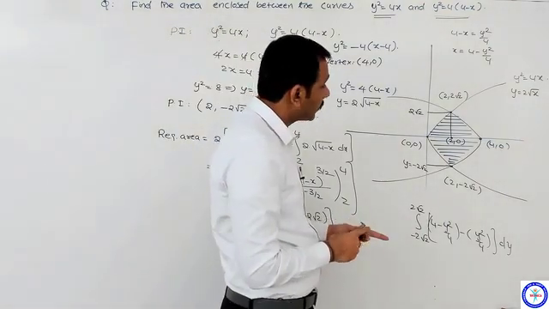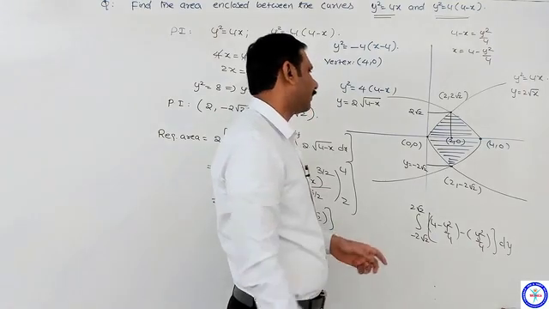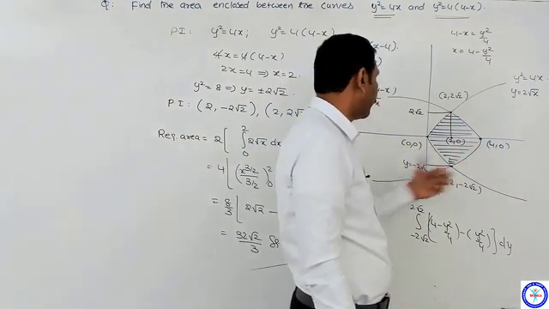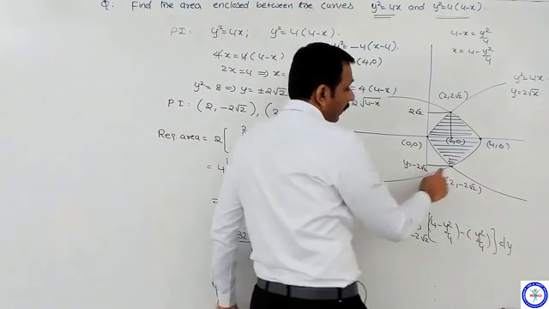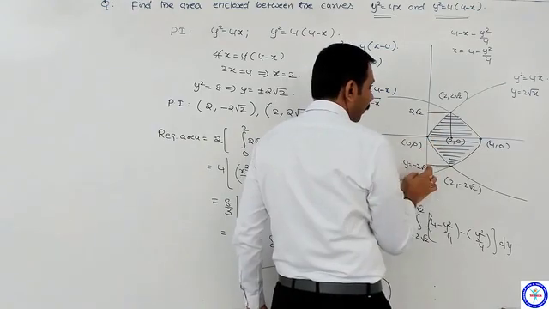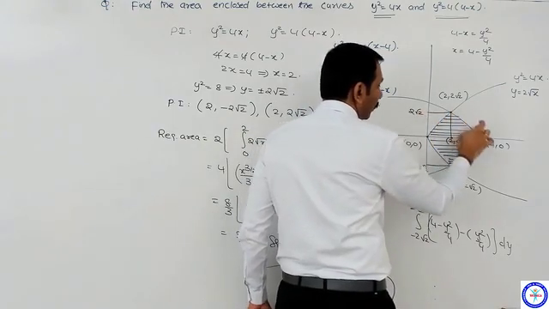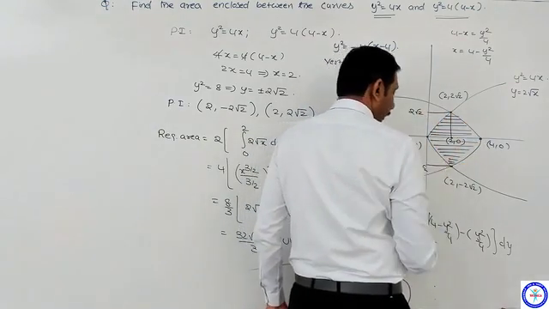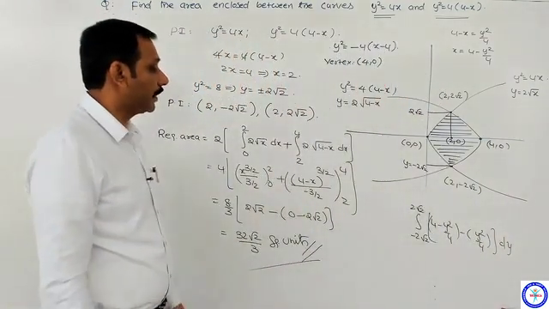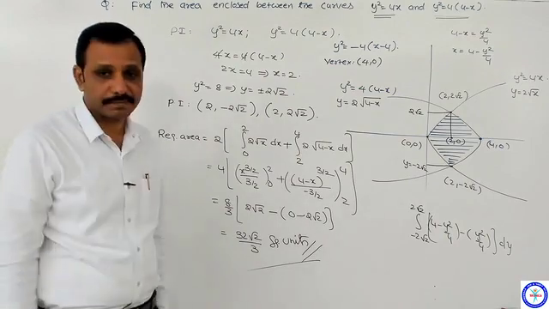Hope you understood this one also. Your wish. If you are comfortable with x-axis means you go with that one, or otherwise straight away you can find this limit is minus 2 root 2, this limit is 2 root 2, minus 2 root 2 to 2 root 2, one curve minus other curve will give you complete area. Hope you understood this one. Please copy this.